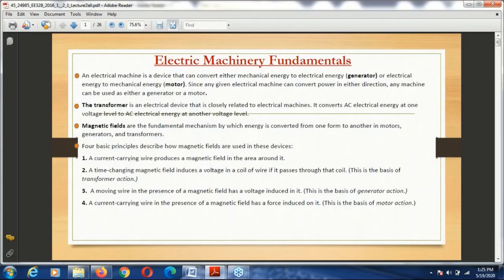Then number three, explain the working principles of a transformer with a sketch. Then you are going to draw a sketch of the transformer. Is it clear to you? That is the assignment for today.